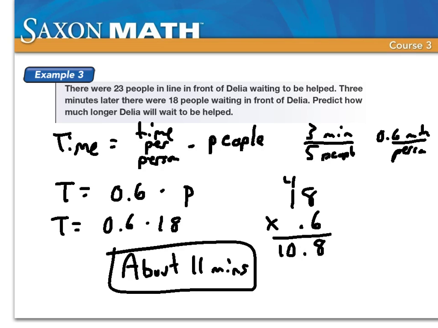So that's her waiting time, approximately. And that's your lesson on direct variation word problems.